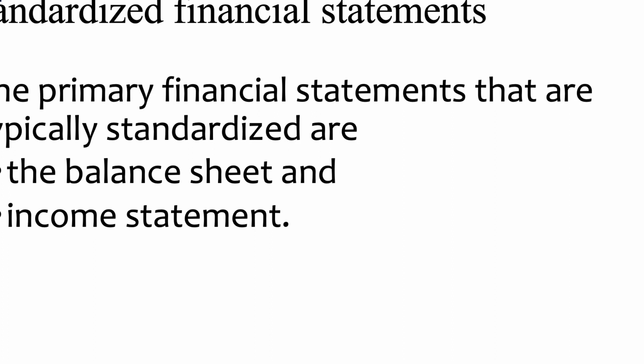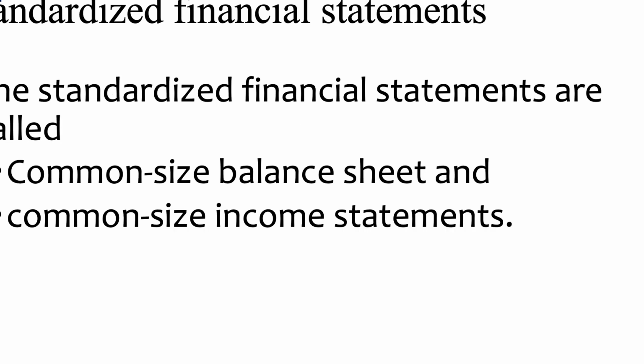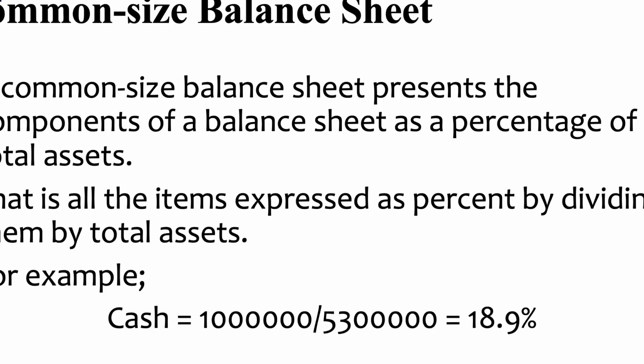So the primary financial statements that we standardize are the balance sheet and the income statement. And once we standardize them, we call them common size balance sheet or common size income statement. A common size balance sheet presents the components of the balance sheet as a percentage of total assets.